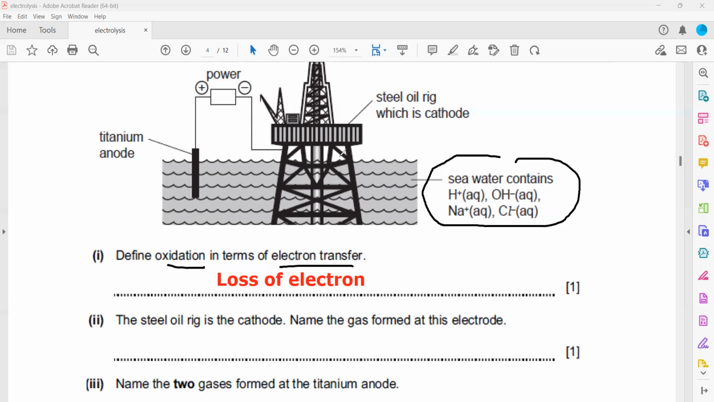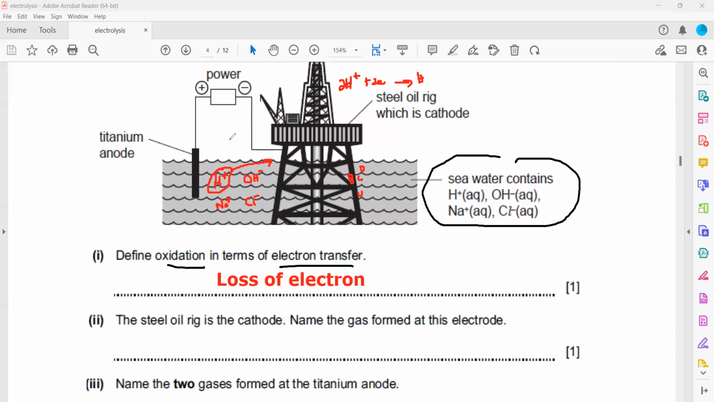Then what happened? The ions which are present in the water: we have hydrogen ion, we have hydroxide ions, we have Na plus, and we have Cl minus. For positive ions, always the less reactive will move. So in this case, hydrogen will move towards the cathode. When hydrogen ions move towards the cathode, they take 2 electrons and form hydrogen gas. So there will be bubbles at the cathode.